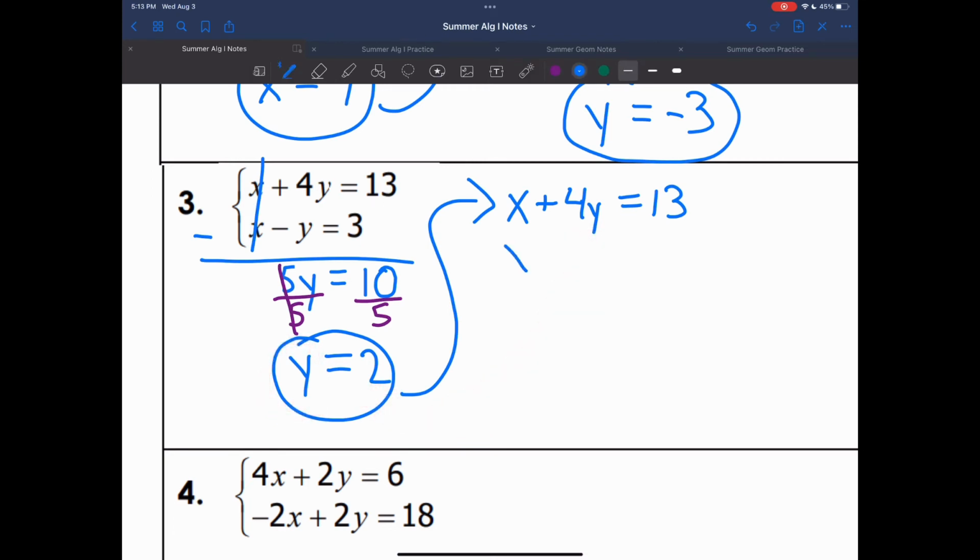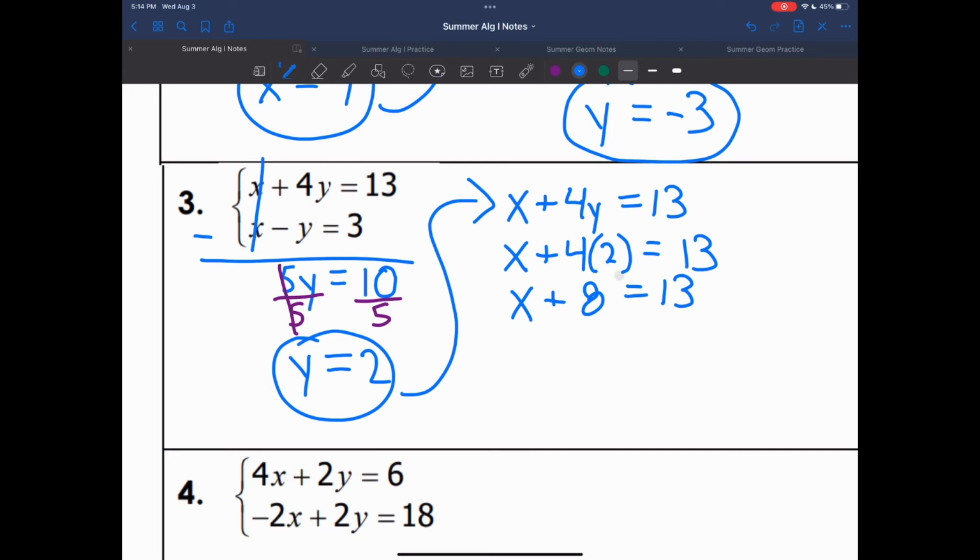Okay, so I'm going to bring down my x plus 4. Instead of times y, I'm going to replace y with the number 2. So times 2 equals 13. And I just always put parentheses around the thing that I'm plugging in. All right, now we solve. So go ahead and do the math. 4 times 2, that's 8. So x plus 8 equals 13.